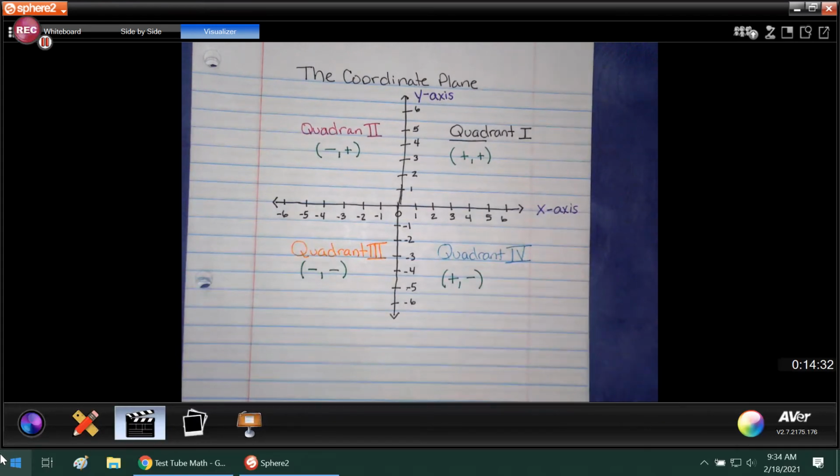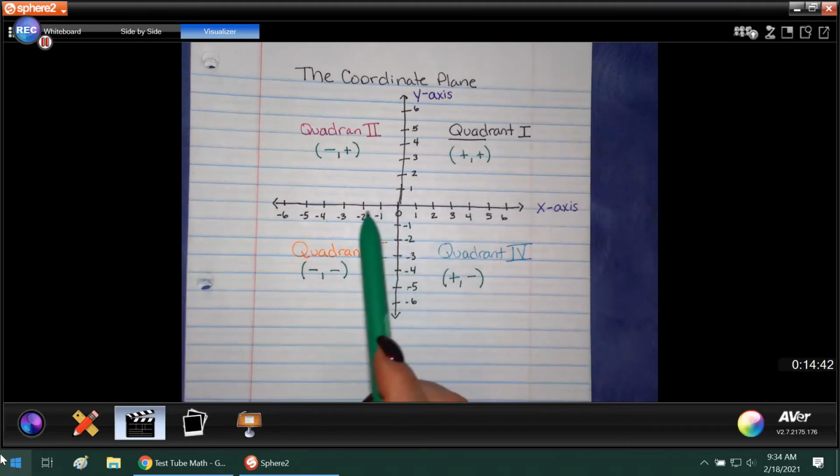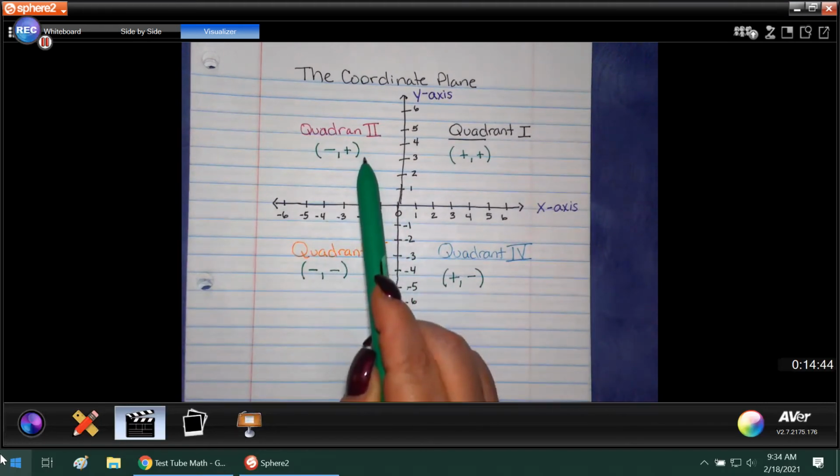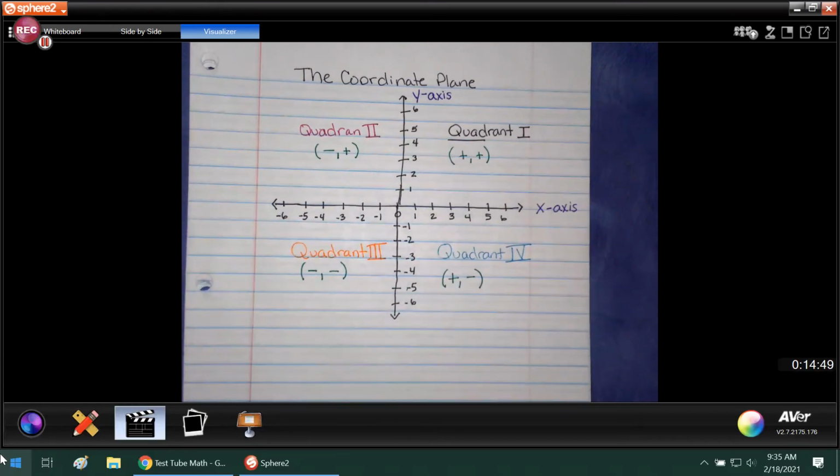Okay, so if someone tells me to plot -2 and +4, I'm going to go -2, +4. I am in quadrant 2. If someone tells me to plot 3, -4, I'm going to go +3, 1, 2, 3, -4, 1, 2, 3, 4. And here I am. I'm right here in quadrant 4.